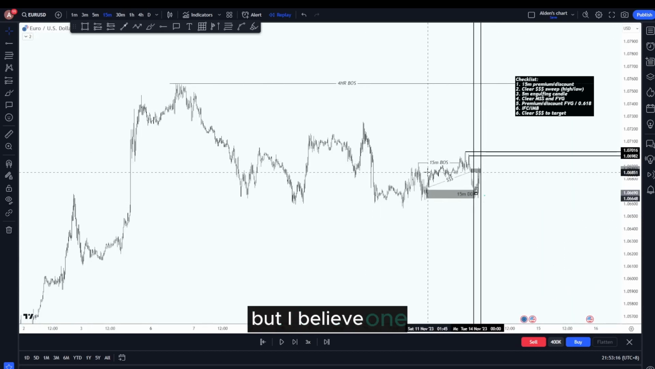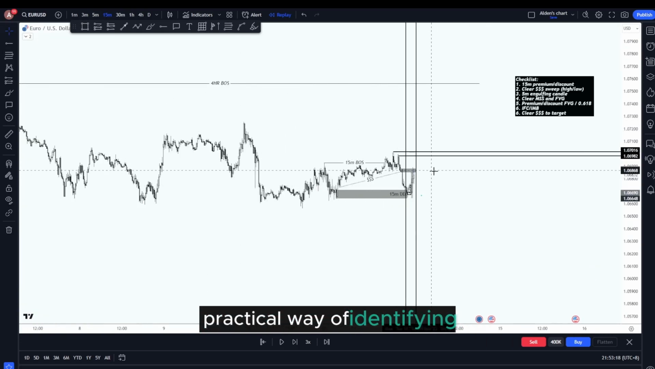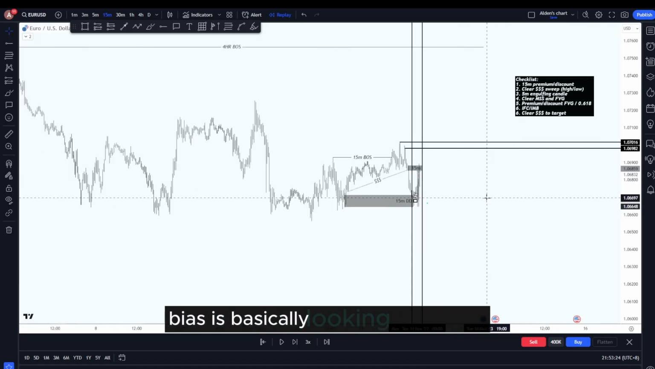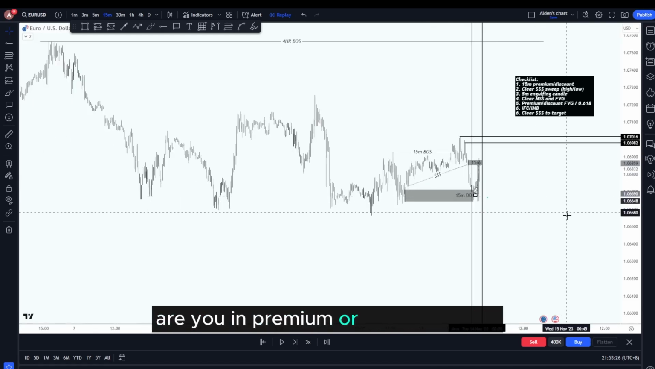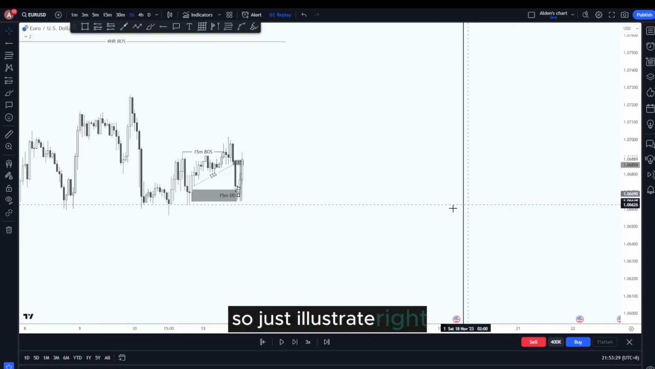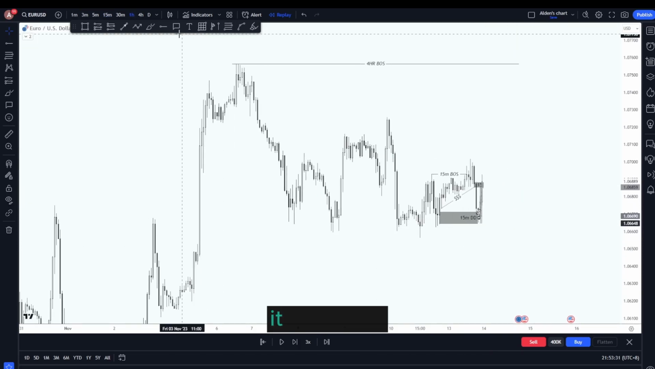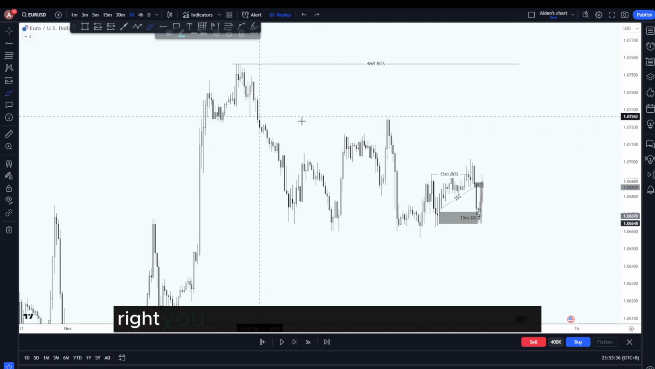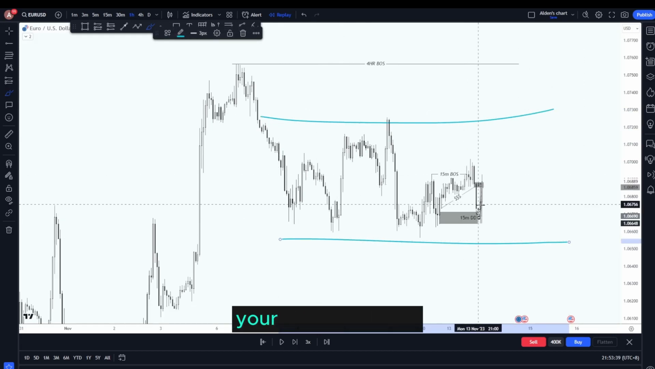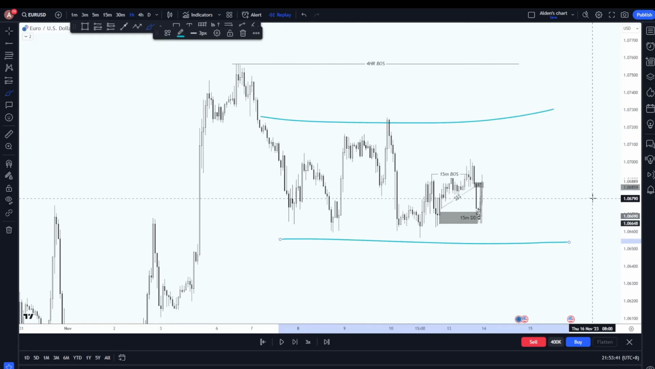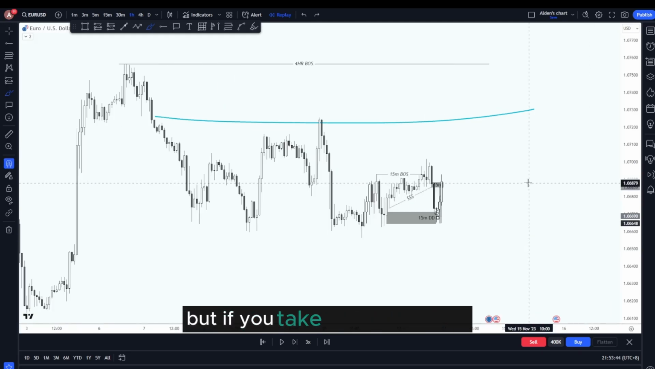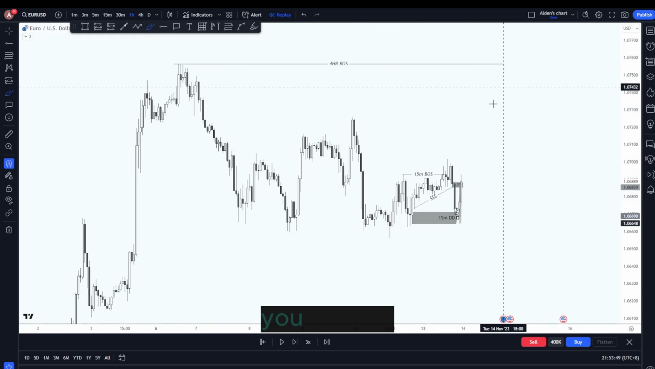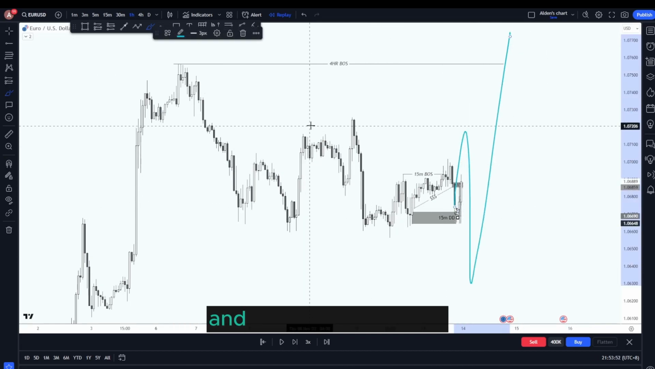But I believe one practical way of identifying high probability setups, besides the high time frame bias, is basically looking at whether you are in premium or discount levels. Just to illustrate, that long position that I took was within this range. You can say it was within this range here, and oh, you're range trading, this is low probability, or whatever nonsense. But if you take a look at it, is price really just gonna whip and go past this range?